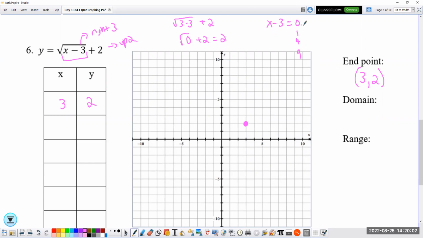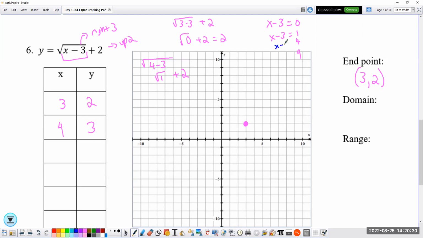Like x minus 3 equals 0. If I add 3 to both sides, well, I already have that one. If I have x minus 3 equals 1, and I add 3 to both sides, I'm going to get 4. Now watch what happens when I substitute 4 in. The square root of 4 minus 3 is 1. 4 minus 3 is 1. The square root of 1, I can do that. That's just 1.